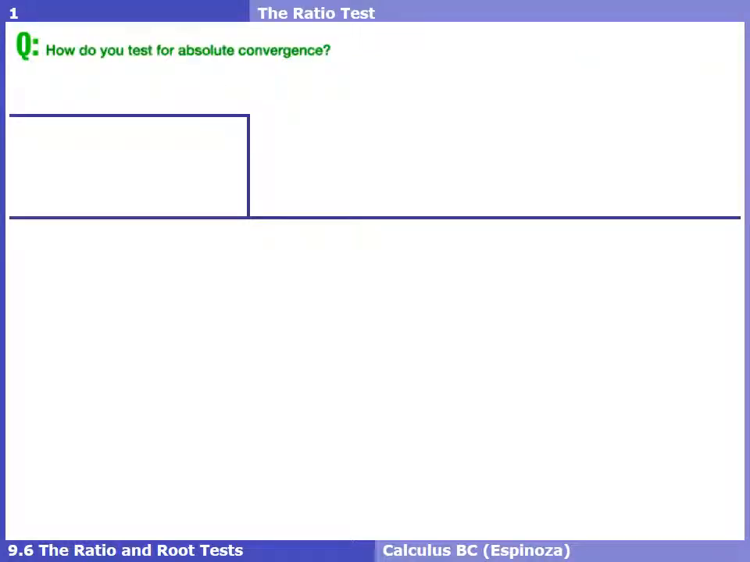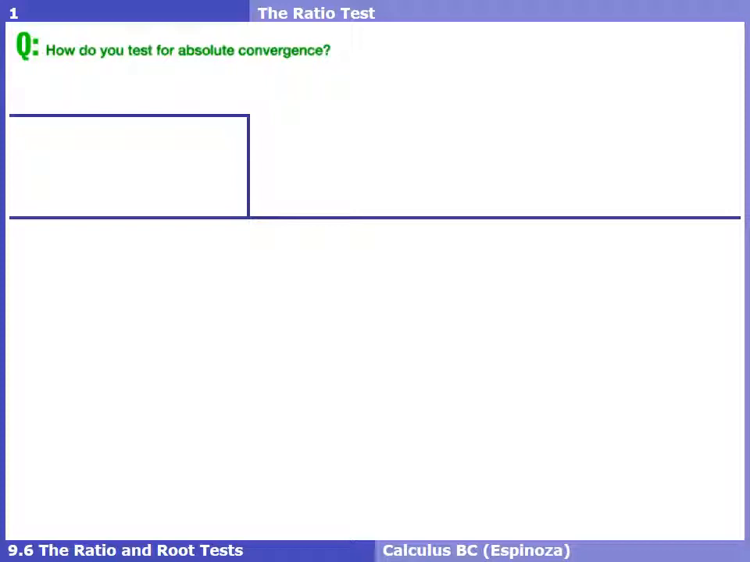With these last two tests, by far the most important test, especially concerning some upcoming uses of it later in Chapter 9, will be this ratio test. The root test, while important, definitely doesn't garner as much attention as the ratio test, as this is something we're going to use pretty much the rest of this chapter. So we're going to focus on that a little bit.